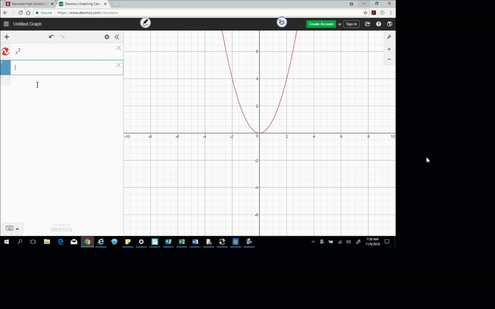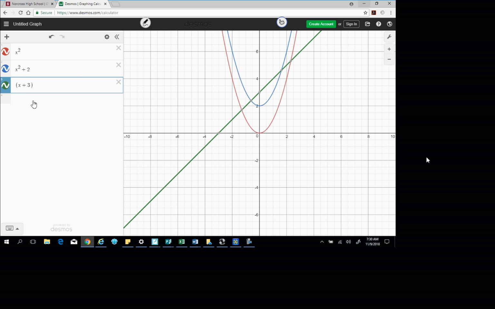And so let's see what happens if I go 2x squared plus 2. What just happened there? The blue one is the one I just typed in. What happened from the red one to the blue one? It moved up how many? 2. What if I did it inside the parentheses?